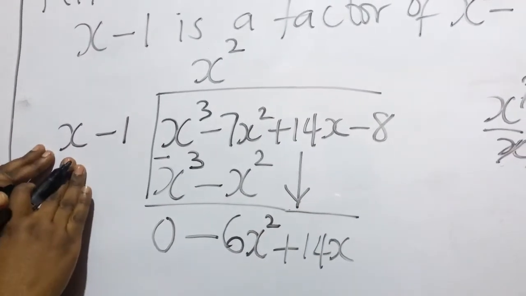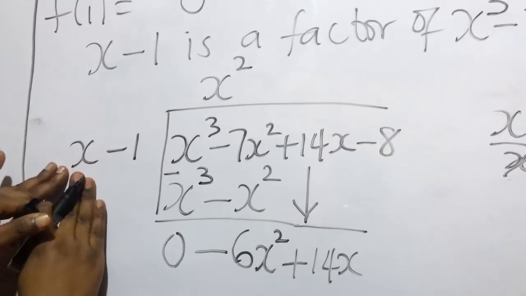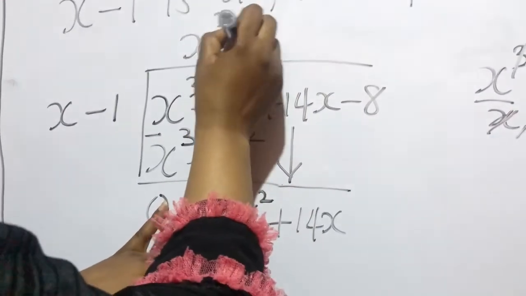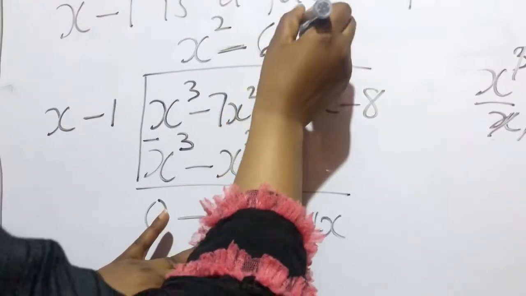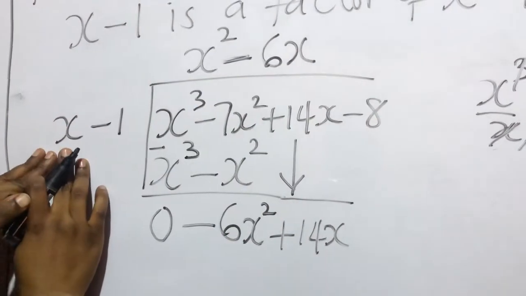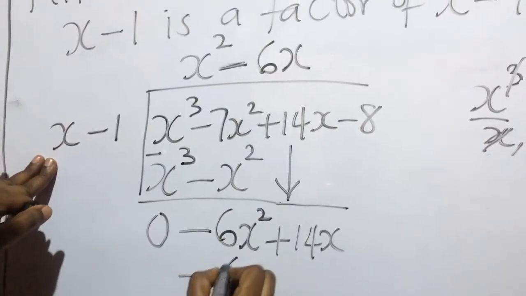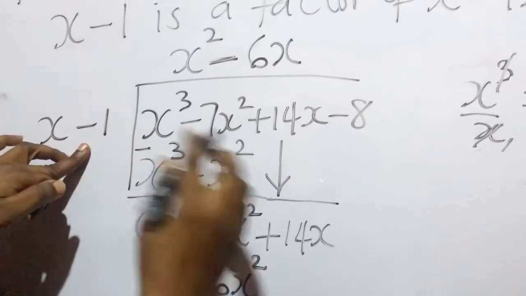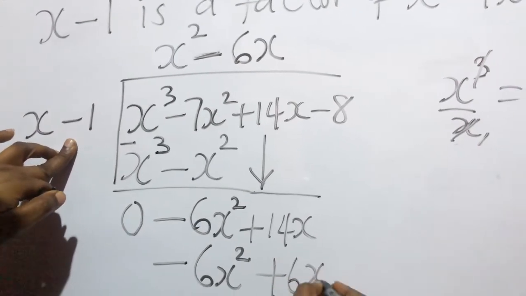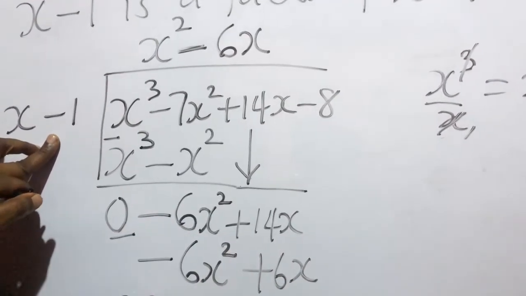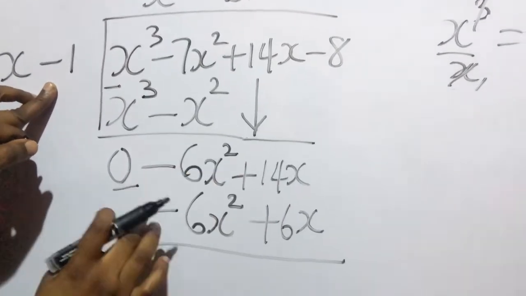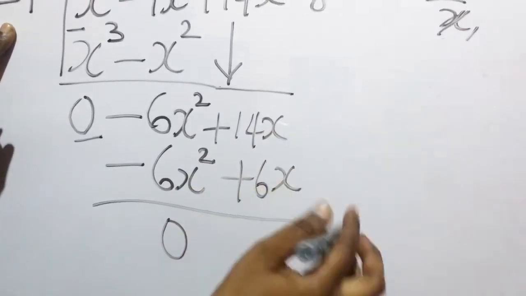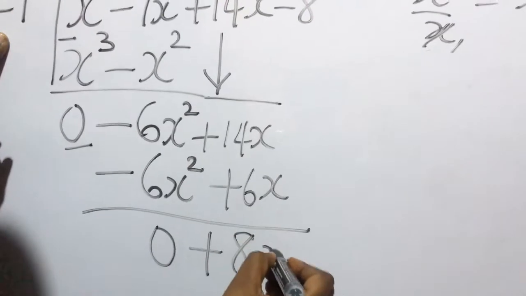So this remains your divisor. So the first term of the dividend divided by the first term of the divisor will give us minus 6x. Minus 6x multiplied by x will give me minus 6x squared. Minus 6x multiplied by minus 1 will give me plus 6x. So the next thing for me is to subtract. Minus 6x squared minus minus 6x squared will give me 0. 14x minus 6x will give me plus 8x.